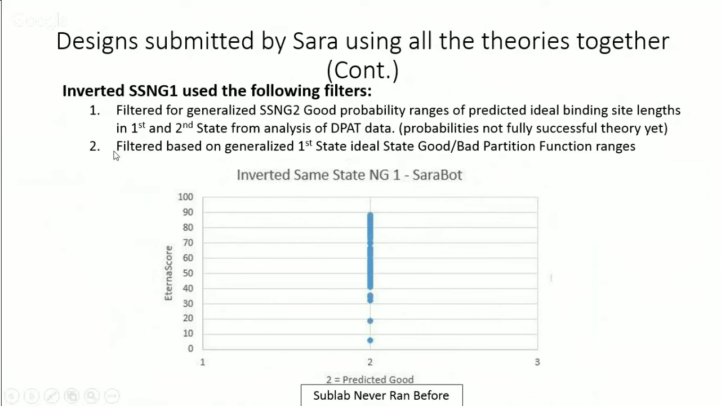It was also filtered based on generalized first state ideal good bad partition function ranges. So that's a typo there. This is saying that it filtered based on the good or bad partition function ranges. I don't actually have those values to show, I just have what the results are. You can see that it scored almost 90, which is really good for a never before run lab.